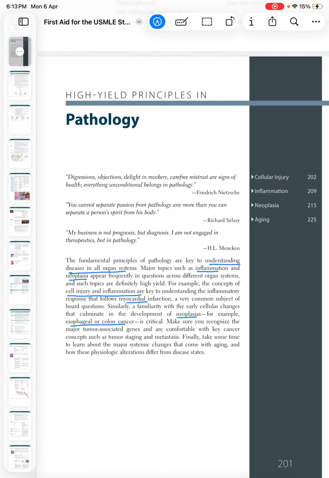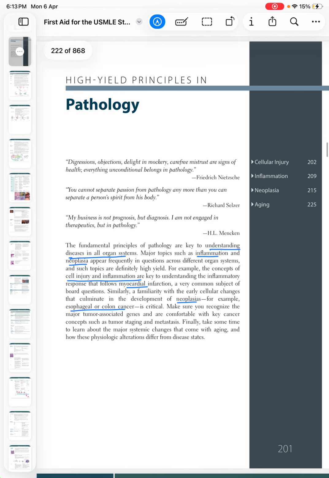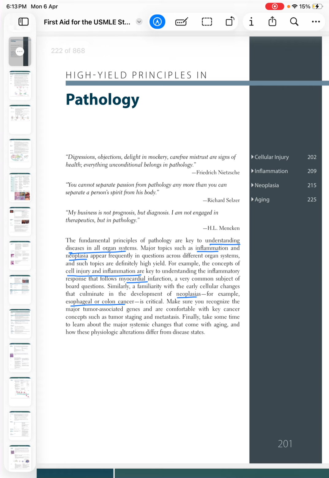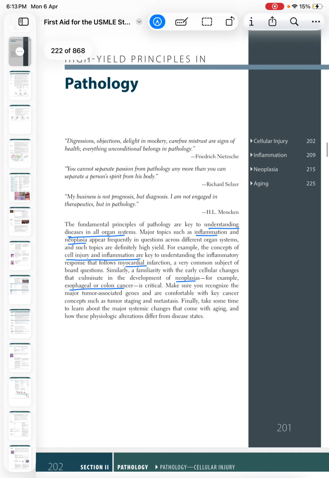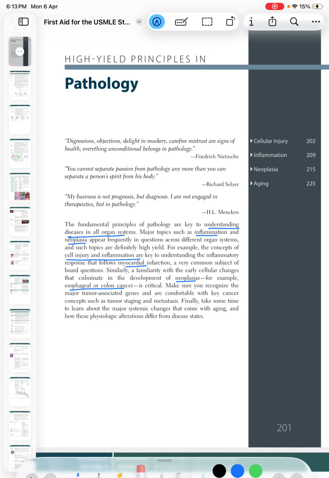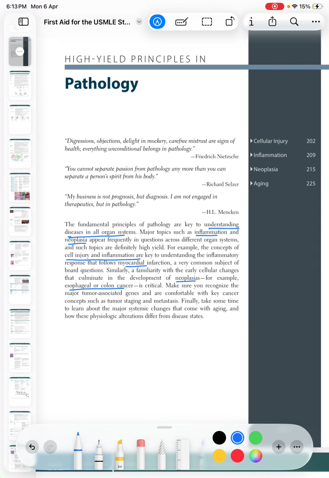So we are going to discuss the topic pathology. We will be studying this subject in short from First Aid. Let's discuss briefly what is pathology. In pathology, we usually study the understanding of a disease and how the disease develops in different organ systems, and also we study about the inflammation and disease and how it develops in different organ systems.